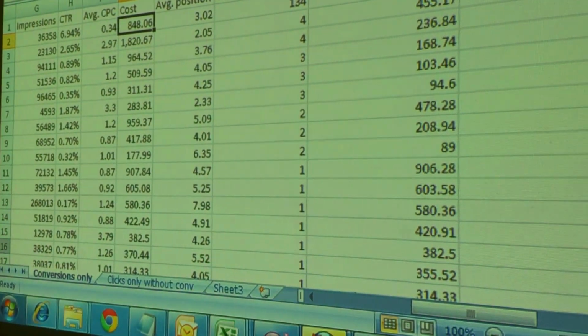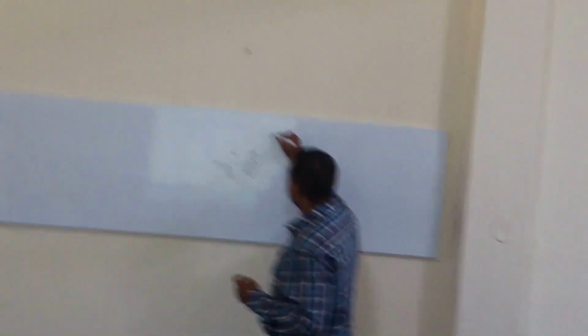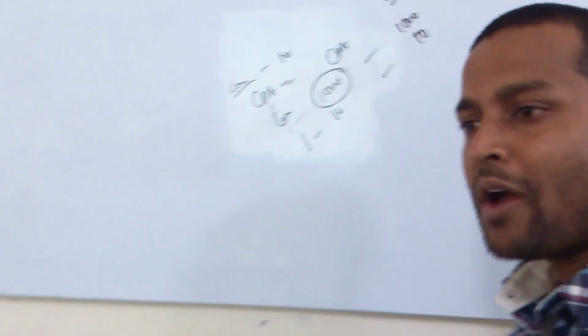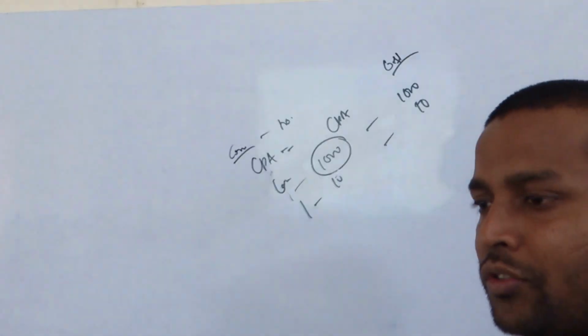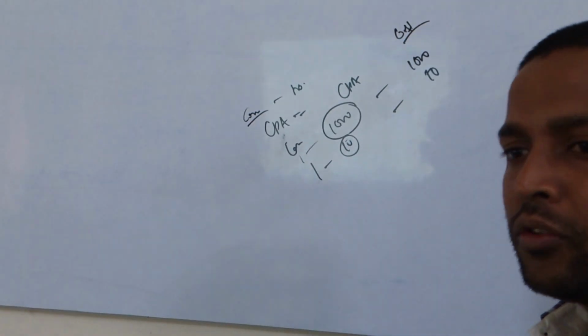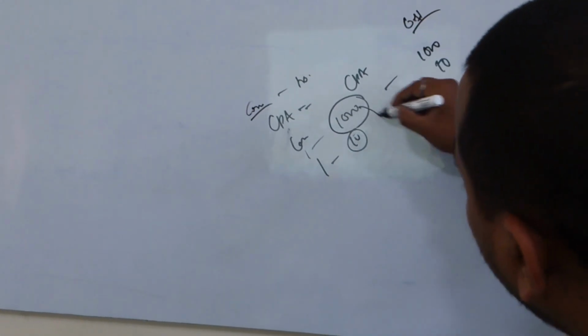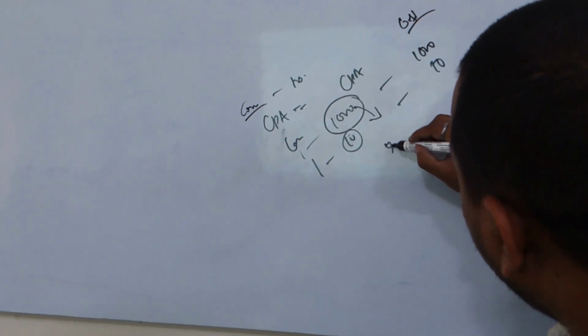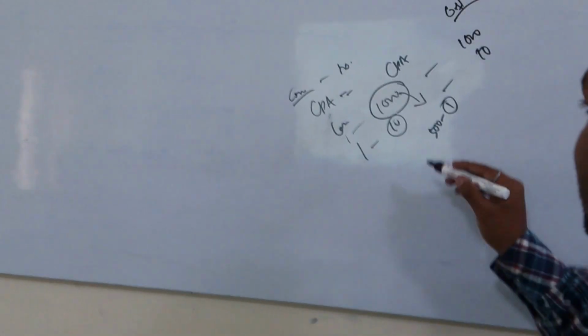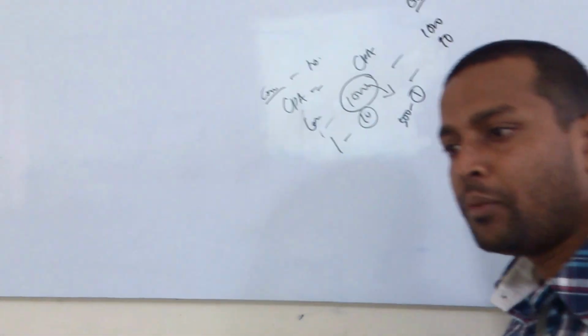Okay, CPA 1000, one conversion. What is the cost here? 1000 rupees. What is the cost here? 10 rupees. When I say CPA is 1000, it means you have spent 1000 rupees to acquire one conversion. Same way here also, when the CPA is 10, it means you have spent 10 rupees to acquire one conversion. But the client is saying you have to spend 500 rupees to acquire one conversion. Means you have to optimize it in such a way that you get one conversion at 500 rupees spent.